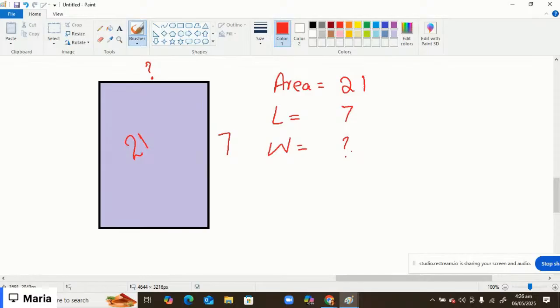Divide 21 over the 7. Then tell me what's the answer. Twenty-one and 7. Divide it. Everyone tell me, 7 times which number is 21? Good. 7 times 3 is 21. So here the answer is 3. So your width is 3.